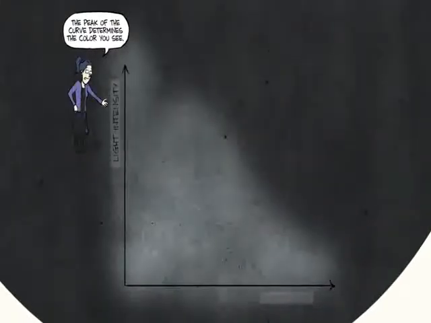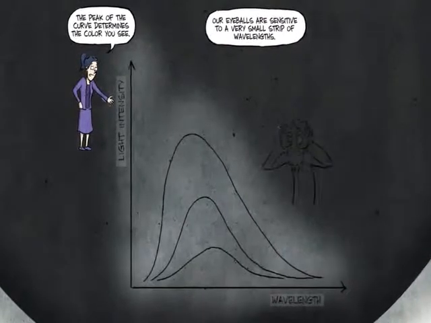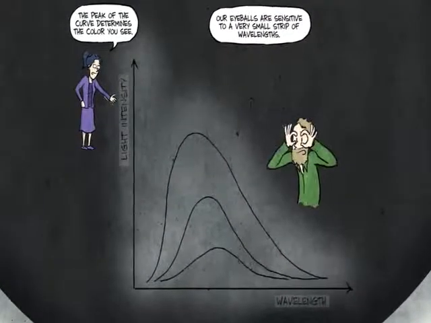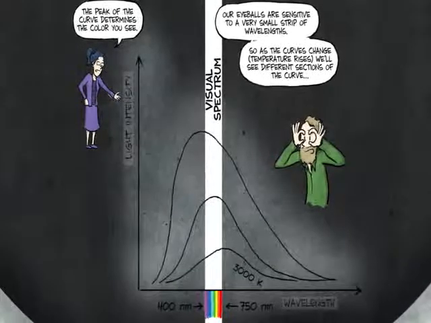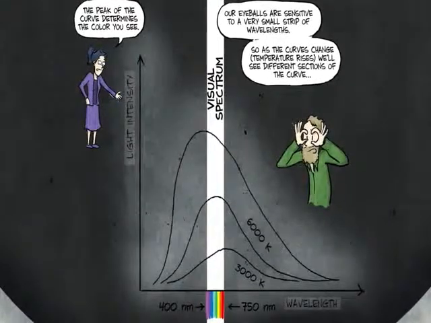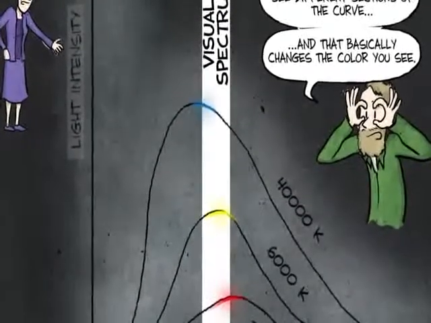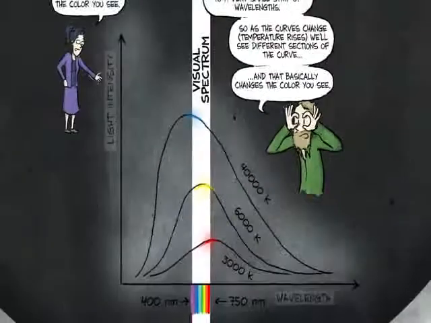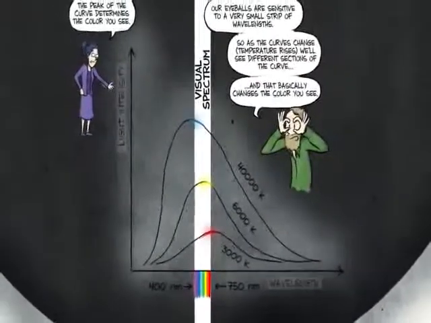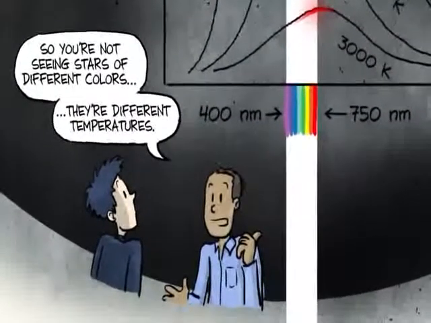The peak of this is what determines the color that you see. Our eyeballs are sensitive to some very small strip in here, right? So as these curves change, we'll be seeing a different section of these distributions, and that's what basically changes the color. Because the relationship of the blue end to the red end of the spectrum for our eyes is what gives us the perception of color. So we're seeing not stars of different colors, but stars of different temperatures.